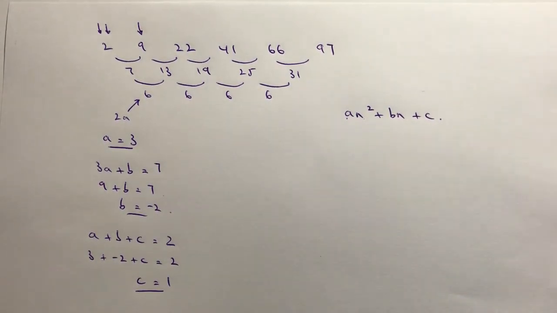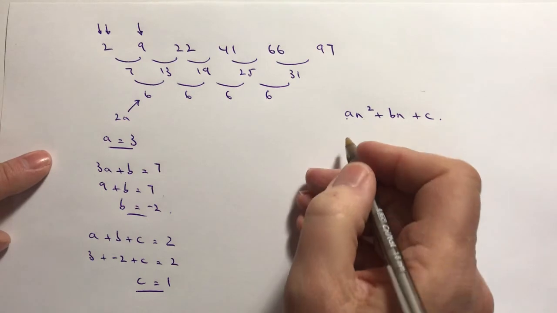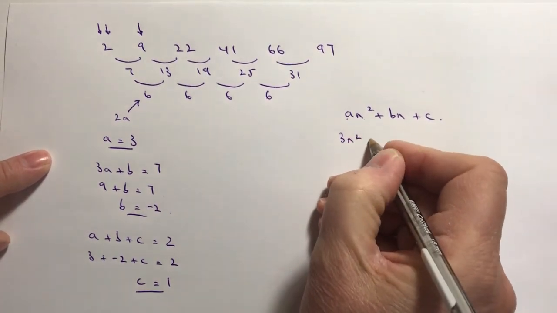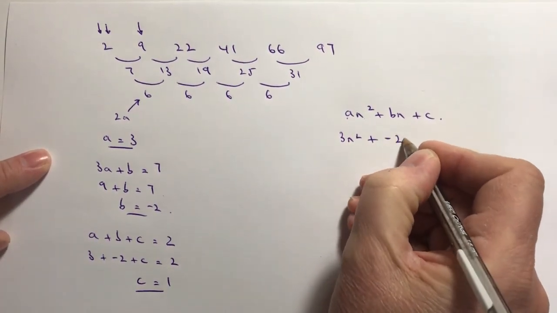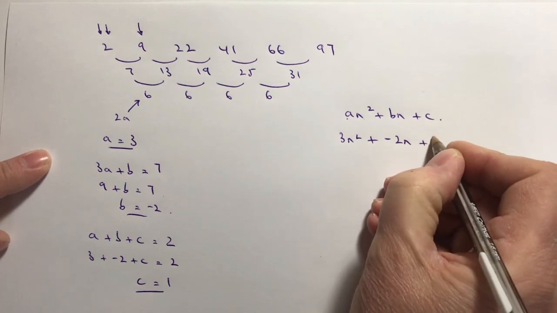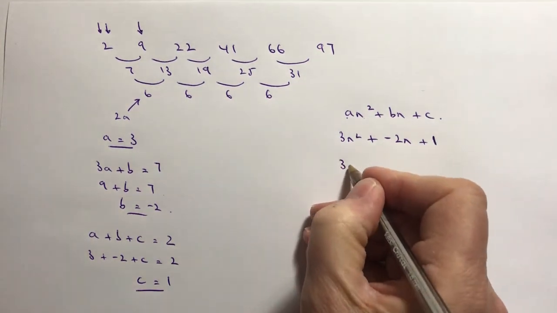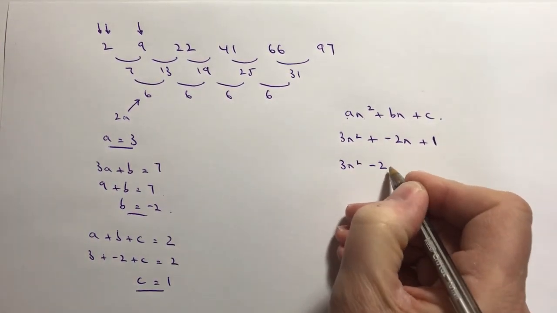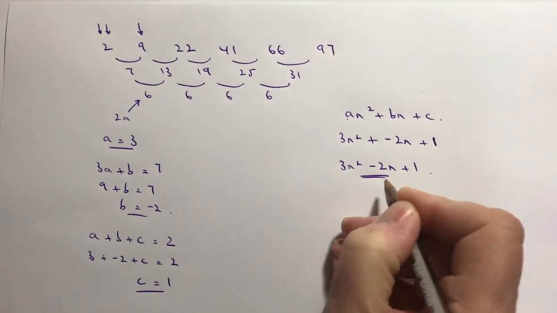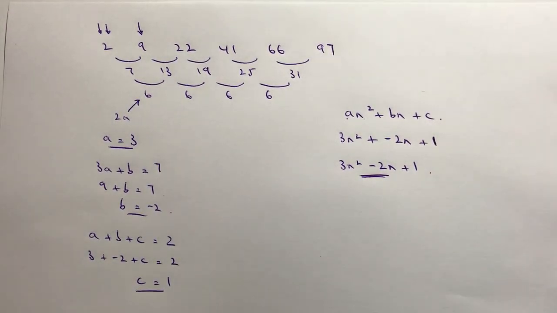It's just a case now of putting it into the general form and then tidying it up a little bit. So a is 3n squared, plus b is -2n, and c is +1. Okay, we don't normally write things like that, we just make them a little bit tidier, and I'm going to get 3n squared -2n plus 1, and that is the quadratic sequence, the nth term of the quadratic sequence.